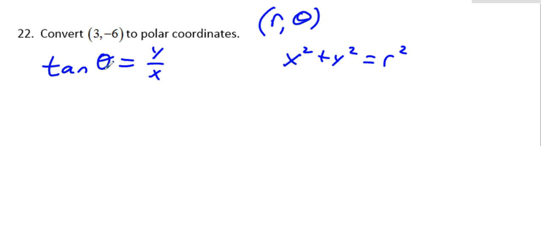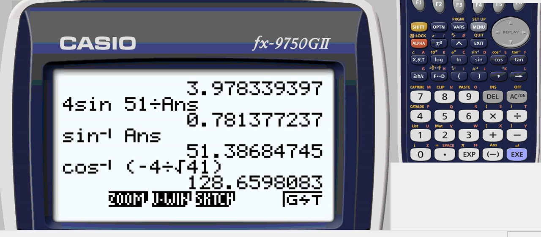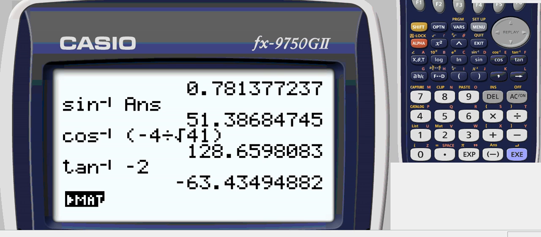So tangent of the angle is going to equal -6/3, which is just -2. So we need to know what angle has a tangent of -2. So we will do arctan of -2. So shift tangent -2. So we get -63.435.